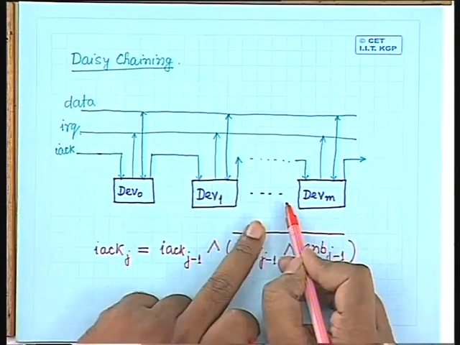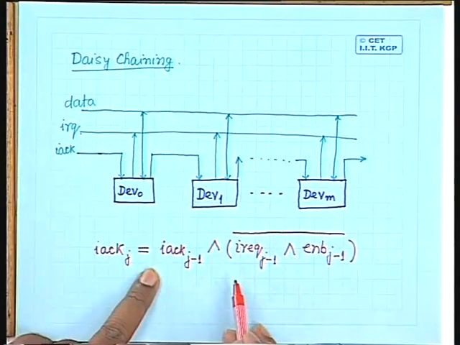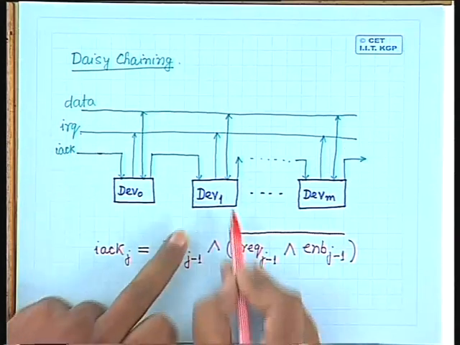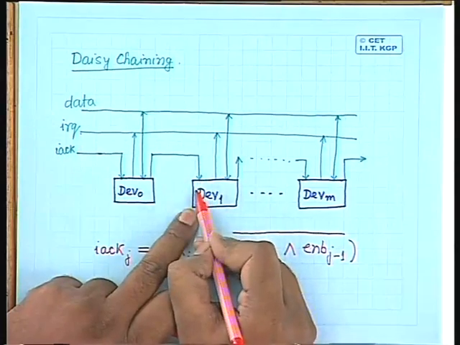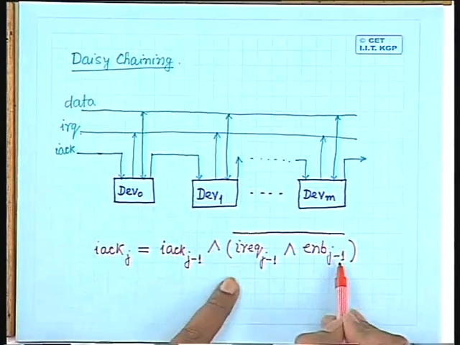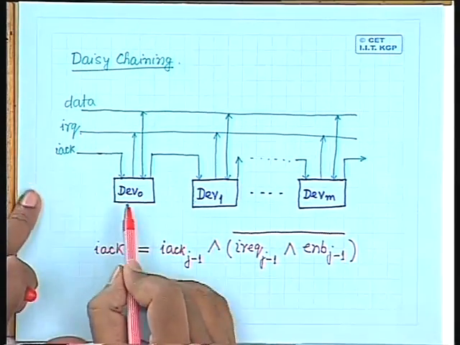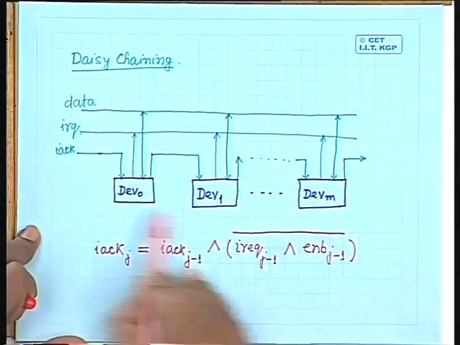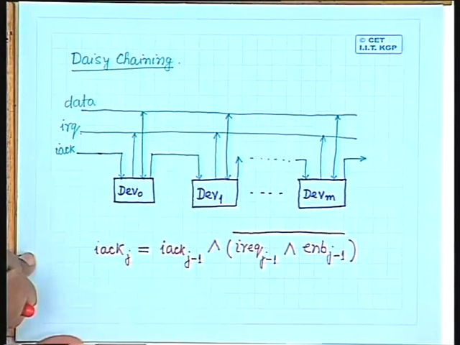The same logic follows. Acknowledgement signal will reach device 2 from device 1 if this is true for device 1. Similarly, device 1 can generate an output acknowledgement if it gets an input acknowledgement, and the input acknowledgement can come from device 0 if this is true for device 0. Right? So you find that the acknowledgement signal flows from one device to another device in the form of a chain. So that is why it is called a daisy chaining priority interrupt scheme.